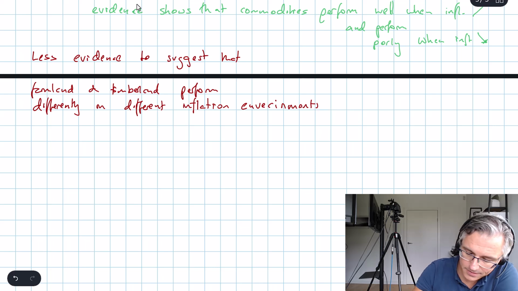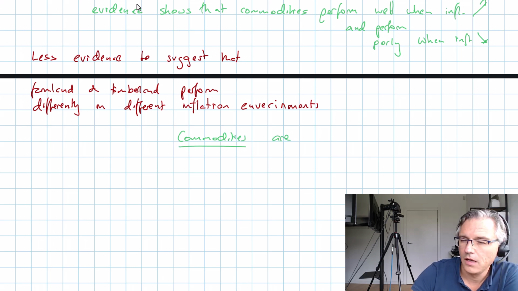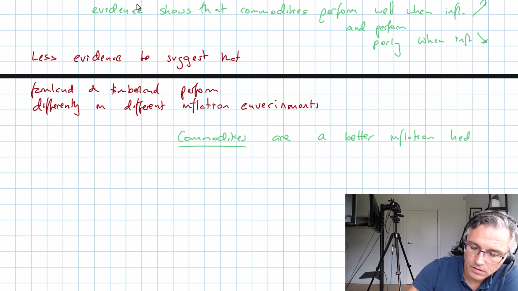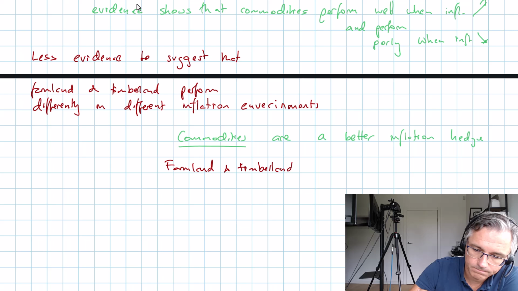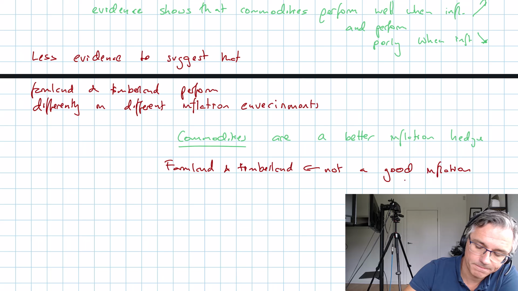commodities, yes. Commodities are a better inflation hedge, definitely, than farmland and timberland. Farmland and timberland are not necessarily a good inflation hedge. And you may easily be asked a question on this.